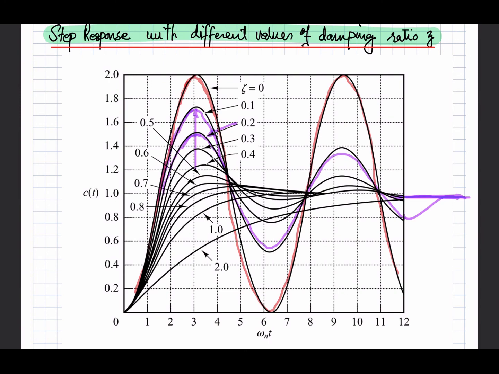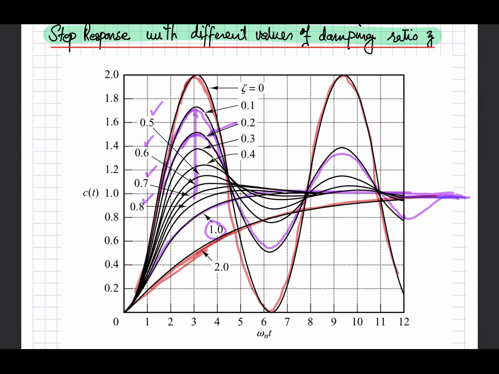If you keep on increasing zeta, as you can see over 0.5, 0.6, 0.8, the overshoot is basically going to decrease. And once you make zeta equal to 1, here you can see there is no oscillation, right, and the system is going to attain the steady state value quickly. And if you increase zeta further, as you can see over here, when zeta is equal to 2, then the system response is going to become slower.